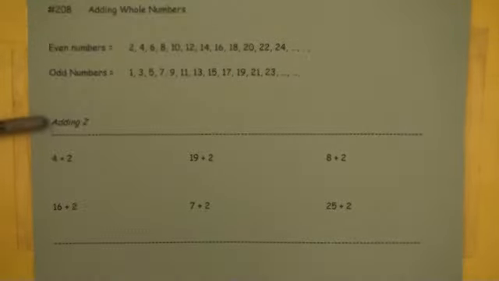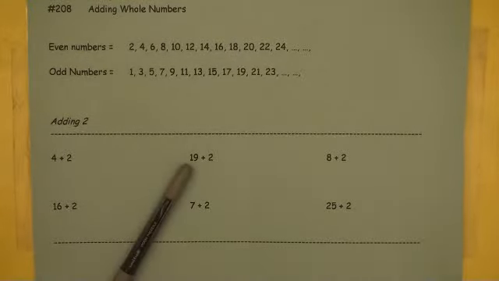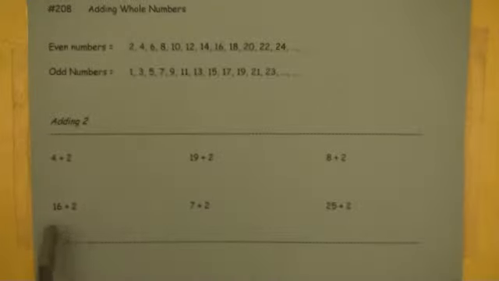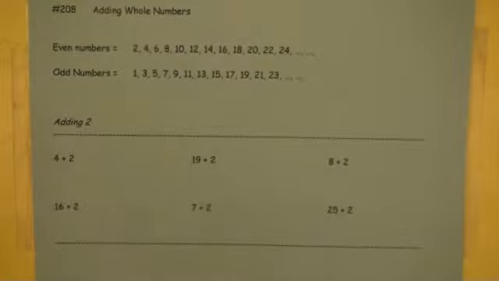which is a beautiful thing when we start to add whole numbers. When we start adding, now all we have to do is just go to the next even number or the next odd number. So 4 plus 2 is 6 because 6 is the next even number. Same thing here. Here's an odd number. 19 plus 2. The answer is 21 because 21 is the next odd number. It's that simple. So 6, 21, 10, 18, 9, 27. That's how easy it is to add 2.